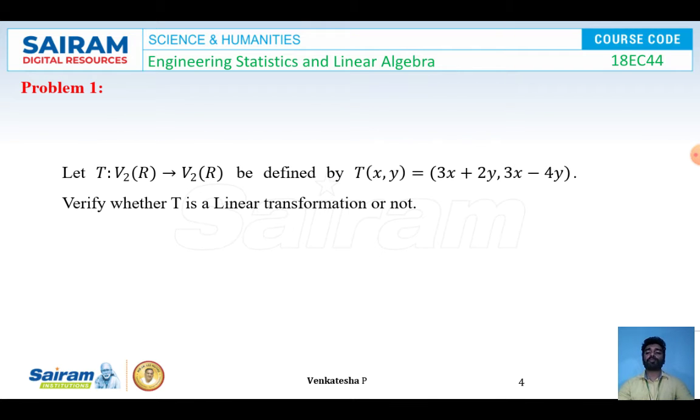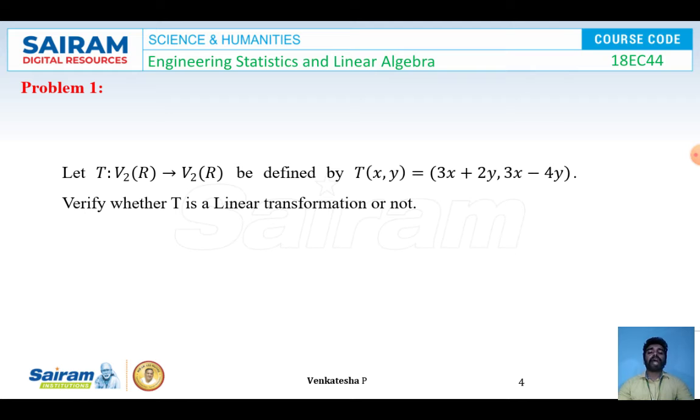Problems on linear transformation. The first problem: let T from V2 of R to V2 of R be defined by T of x comma y is equal to 3x plus 2y comma 3x minus 4y. Verify whether T is a linear transformation or not.